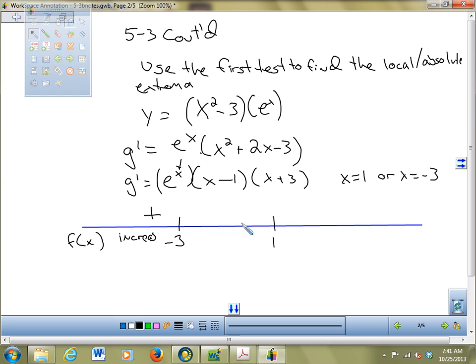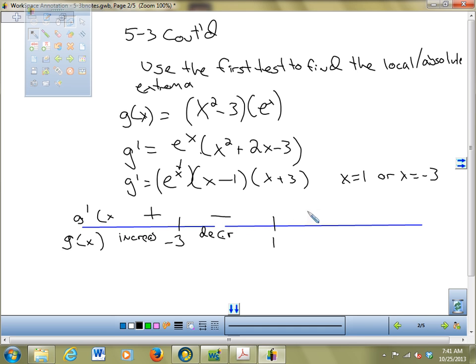And then if I plug in a number between negative 3 and 1, what's an easy number to pick between negative 3 and 1? 0, right? So if I take 0, negative 1 times 3 gives me negative 3. So that means that my derivative, so this is f prime over here, f prime of x, or g prime of x. I guess this should say g prime of x too. And I guess this should have been g of x in the very beginning. Okay? So that's negative, so that means that my function is decreasing.